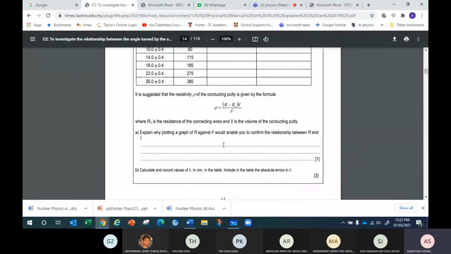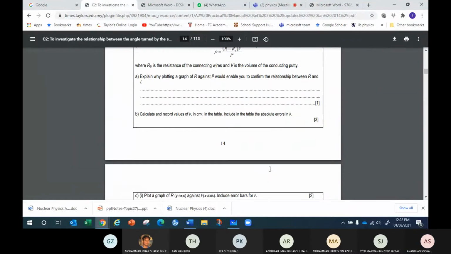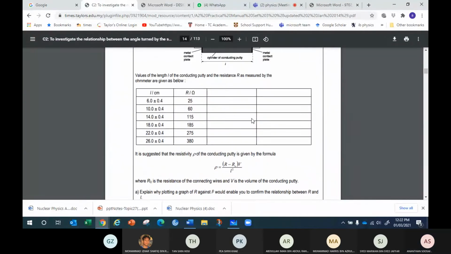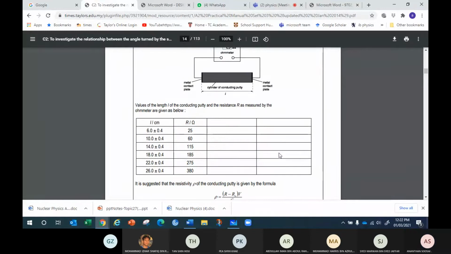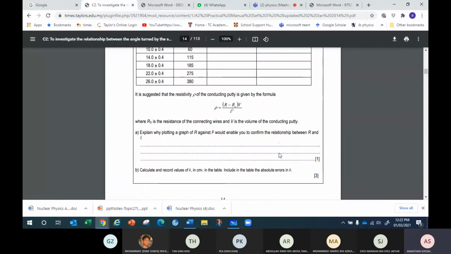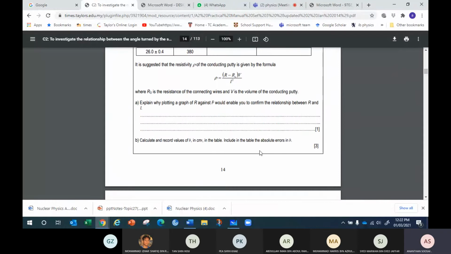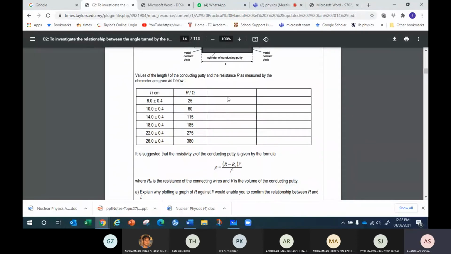Next, calculate and record the value of L squared in centimeter squared in the table, and include the absolute error for L squared. So here only 2 columns are given. What do you fill the 2 columns with? One column you fill with L squared. They want the absolute error for L squared. So one column is L squared, another column is the changes of L.